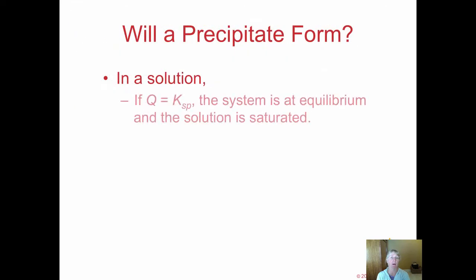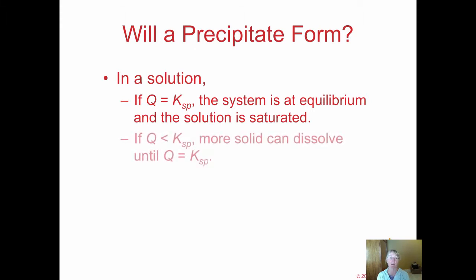Now the next kind of problem is what I call, will a precipitate form? And if you are doing one of these types of problems, it kind of goes back to that Q and Keq thing. What we're going to do is calculate the reaction quotient given the concentrations that were given in the problem. We're going to compare our Q, our pretend Keq, to the Ksp.